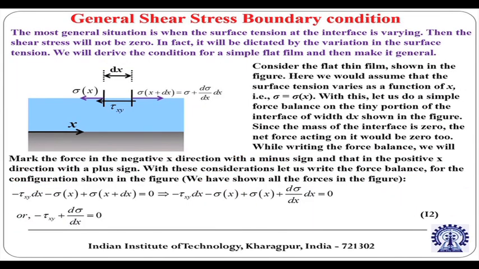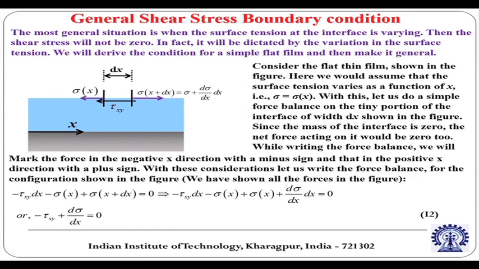Again, in this slide we have omitted the dash. This is just a representation without dash, but these are dimensional parameters. You can see that we have taken a small element, and on this side you have sigma, on this side you have sigma plus d sigma, and the tangential stress acting on the dx is tau xy. So if you make a balance, then tau xy is equal to d sigma dx. This we proved earlier, I am not going to spend much time on this.